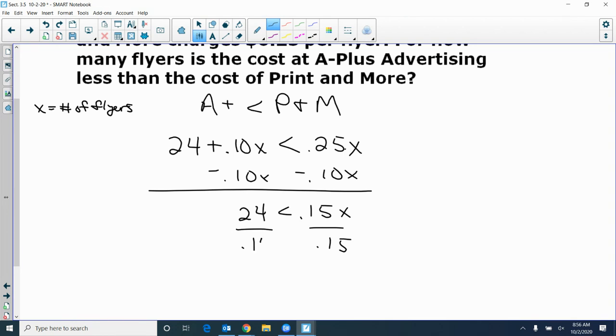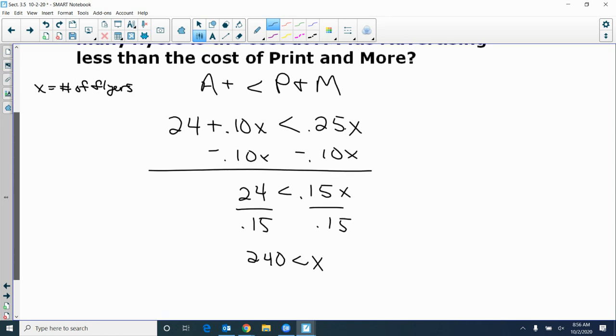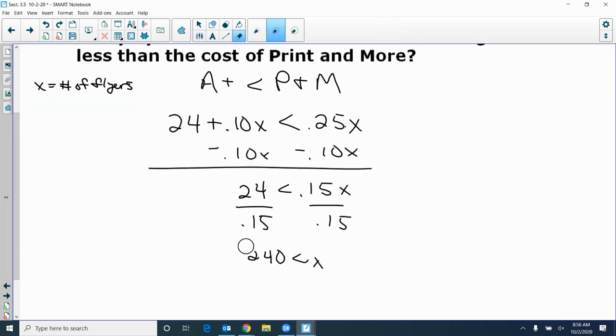240? No? Yes? Grant? I got 160. Do it again. Try it again. What do you get? 160. 240. Mr. Sawyer, see what he's hitting there. You're doing 1.5? Or did he do .05? Like you have written down on your paper.